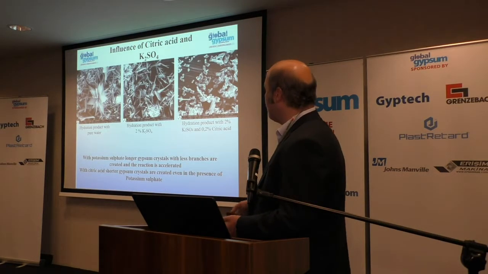Now let's have a look at the mixture of citric acid and potassium sulfate. Pure potassium sulfate leads to finer, longer needle-like crystals, and with citric acid it wins. And you get the typical morphology of citric acid, even with a very small amount.